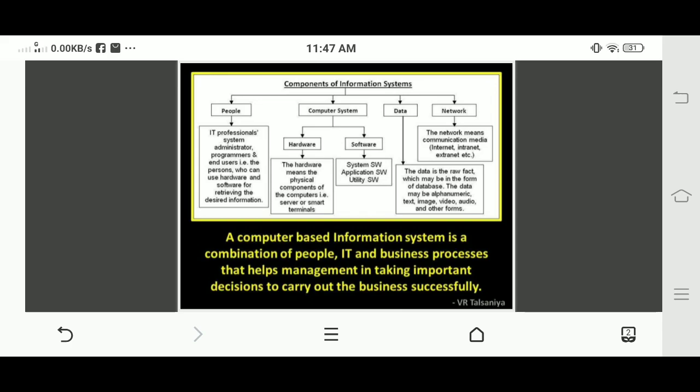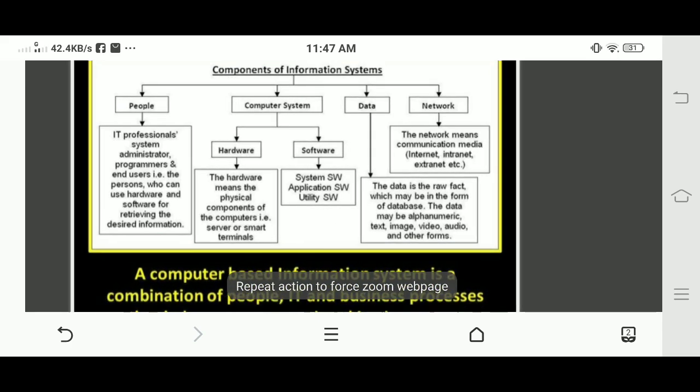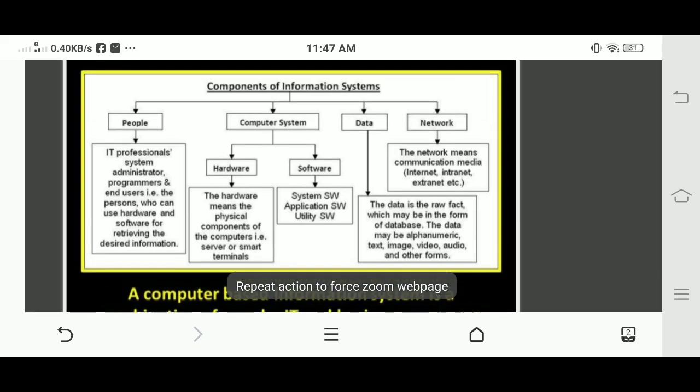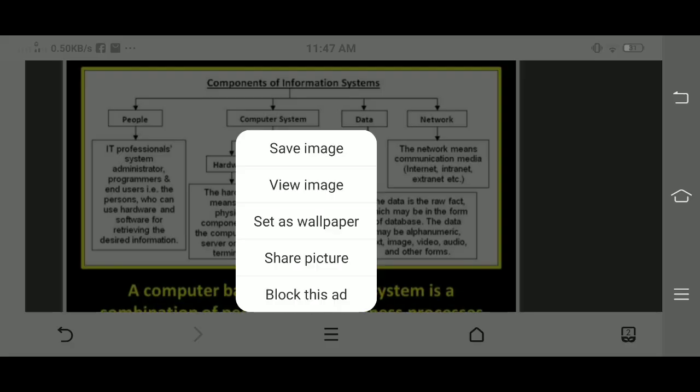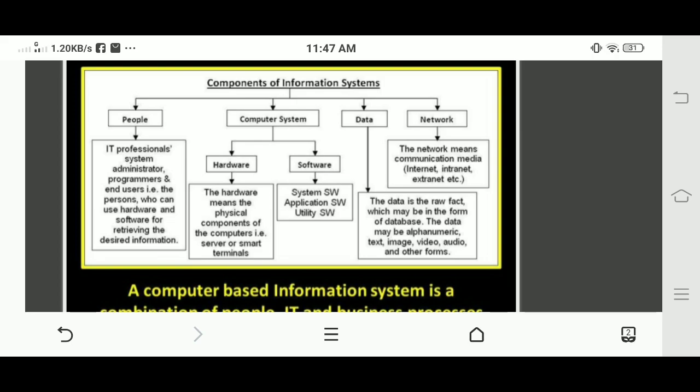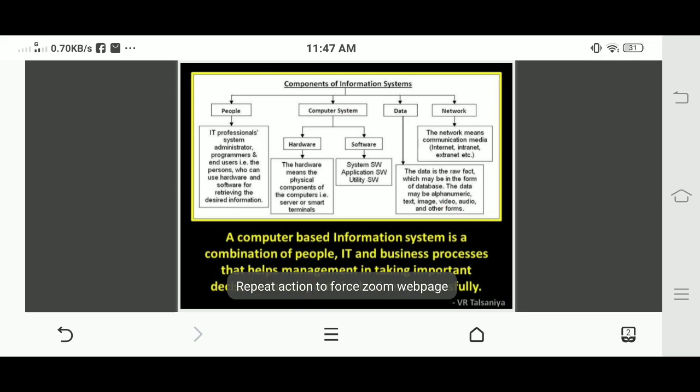So what are the components of an information system? Can you all see? People, computer system, data and network. So these are the things which are related with components of an information system. So under people, what will come is IT professionals, system administrators, programmers. Then you have end users, that is the people who are going to access the data, the person who can use hardware and software for retrieving the desired information, that is termed under people.